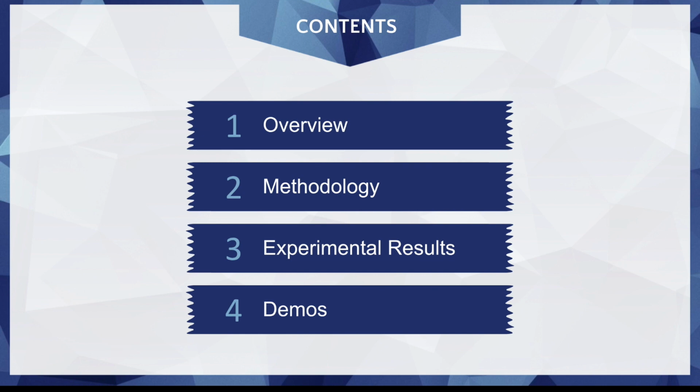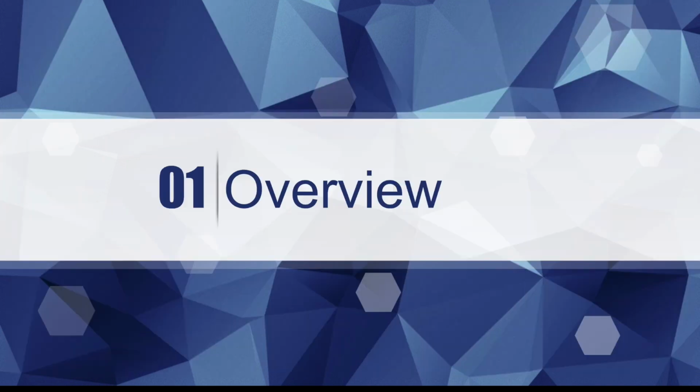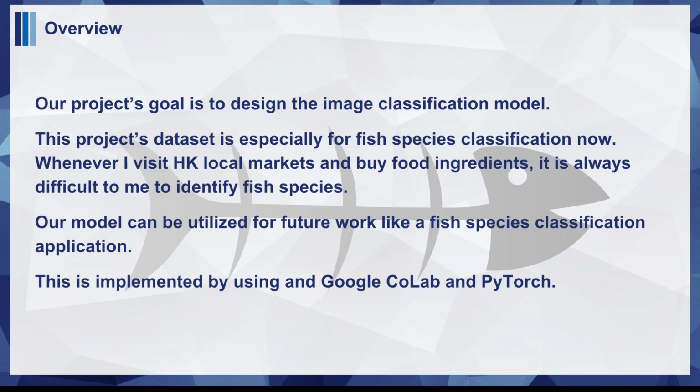First, we'll talk about the overview of our project. Second, we will discuss the methodology we follow. Third, the experimental results. And finally, we'll show a demo. So for the overview, as I mentioned before, in our project, our objective is to design an image classification model that will classify fish species.